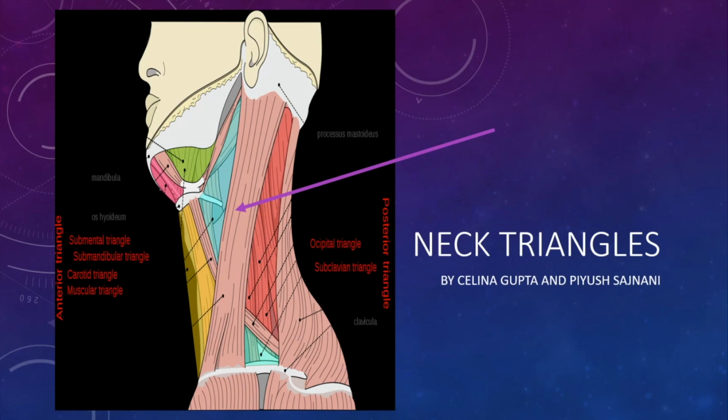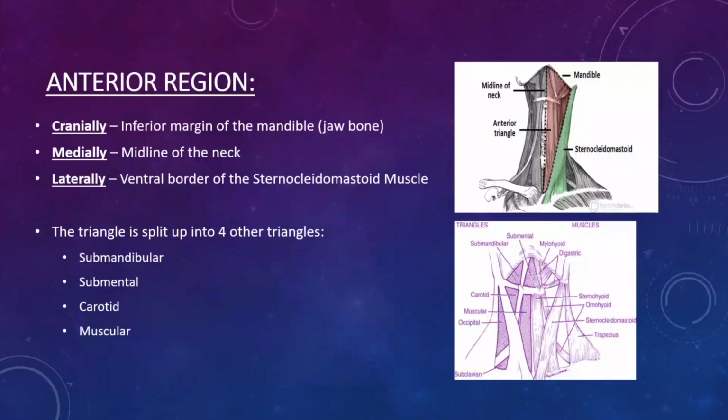So let's start with the anterior region, medially bordered by the midline of the neck, superiorly by the mandible, and laterally by the sternocleidomastoid muscle. Now, this triangle is split up into four other triangles, namely the submandibular triangle, the submental triangle, the carotid triangle, and the muscular triangle.